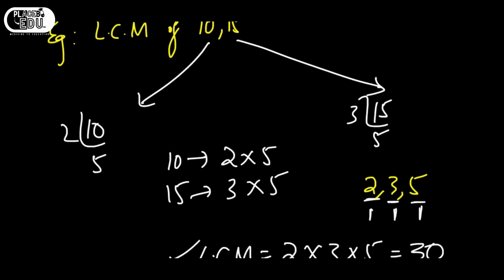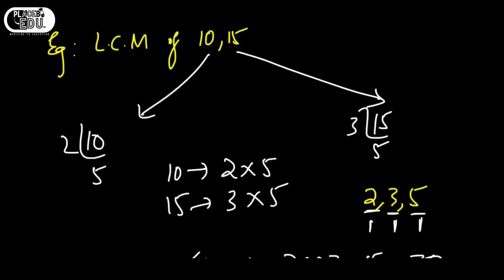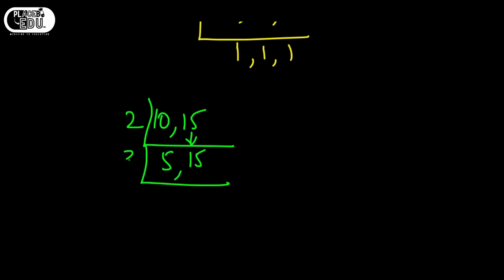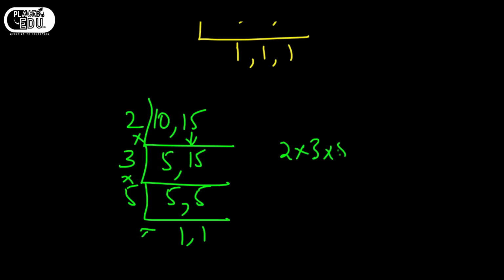Understood? For example, I'll consider the LCM of 10 and 15 now by using this method. 10 and 15: this can be divided by 2. 2 fives are 10, and I can't divide 15 by 2, so I will write 15 here. And by 3, I can do it: 3 fives are 15, and also 5, and 1, 1. So multiplying it, I get 2 into 3 into 5 into 1 into 1, and that is nothing but 30.